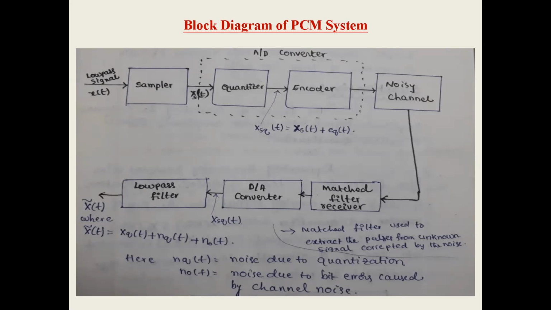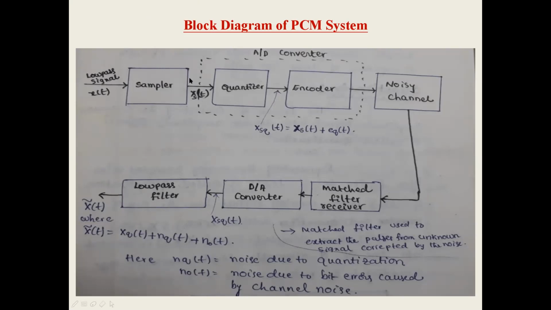The previous topic was the elements of PCM. In that, we discussed separately the transmission section, the transmission path, and the receiver section. So separately we discussed the elements. Now here we are discussing the total PCM system by connecting them together. That means the transmitter is connected to the receiver with the transmission path, that is the noisy channel.